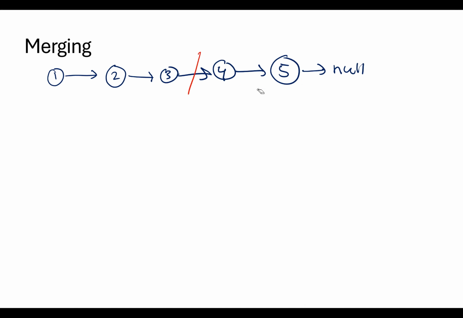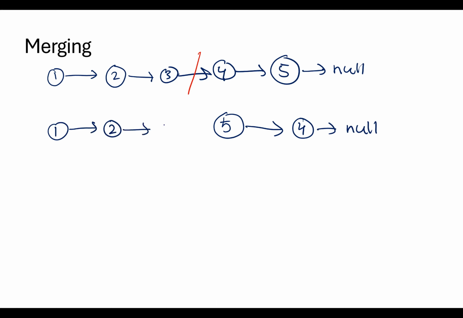Then I had reversed this. So this one now became 5, 4, null. And this part was 1, 2, 3, and say null. Okay. So now I have to merge these two, and then reordering is done. So for that, let's say we call this the first. The first is here, the second is here.